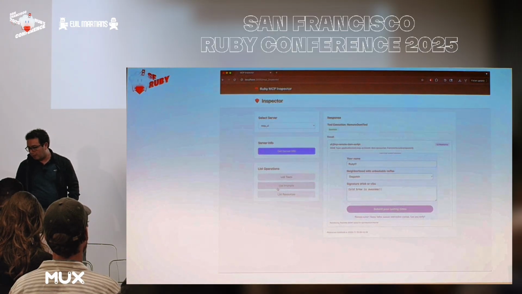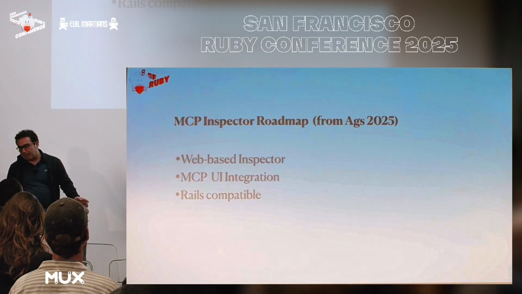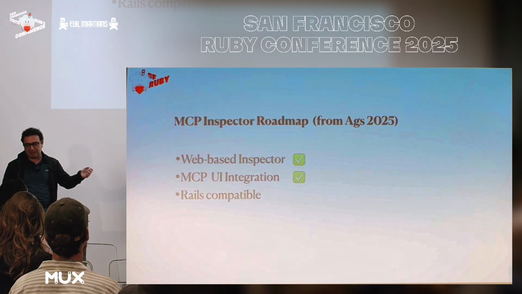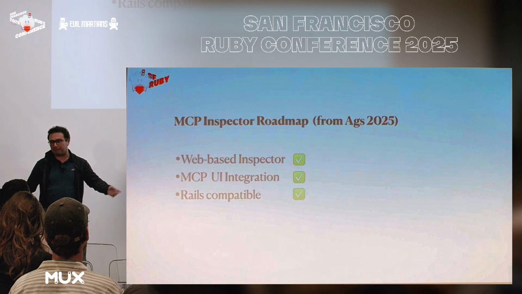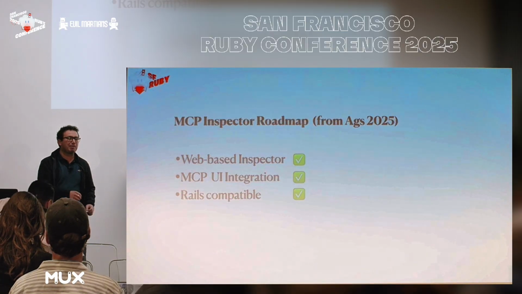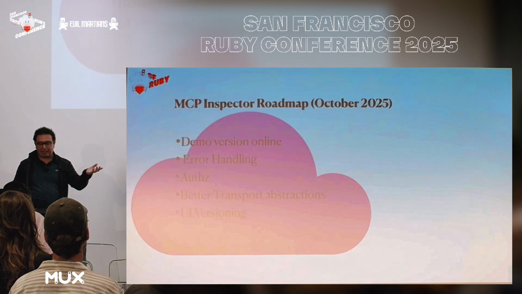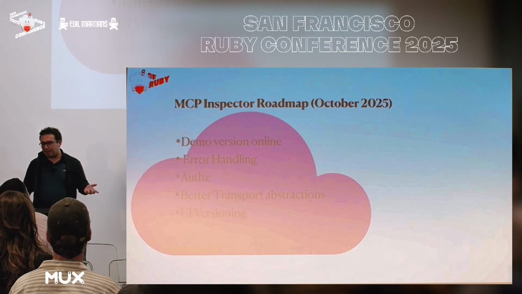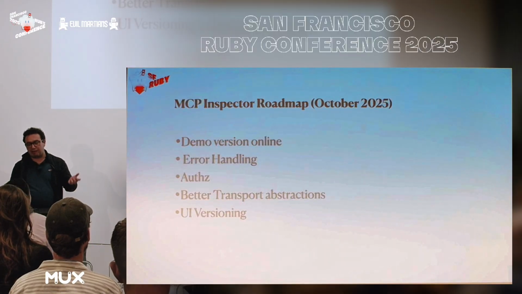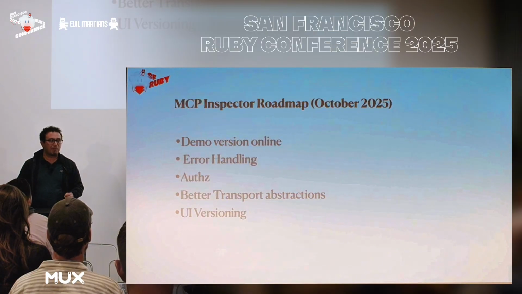All right, so back in August, I said at a Ruby meetup that I was going to work on the web-based inspector, then work on the UI integration, and make it Rails compatible, because like Pavel said, every Rails application has the potential to be an MCP server. And last month, I was thinking, okay, what are the things that I want to work on next? And I was thinking, yeah, I want to work on a demo that is online for this that people can use.